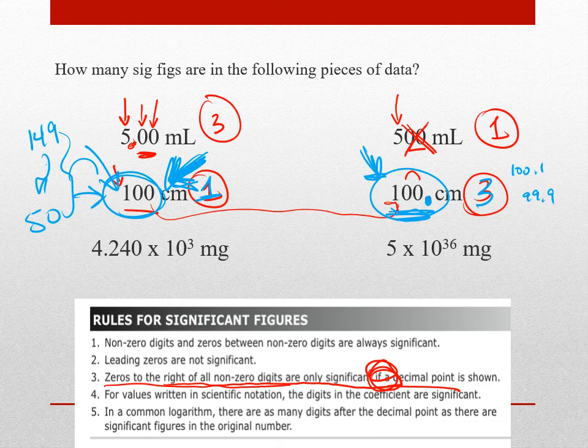All right, let's look at these that are in scientific notation. We're going to count all the digits in the coefficient. Remember, this is our coefficient. 1, 2, 3, 4. 4 sig figs in this piece of data. This piece of data, I've got a 5. It doesn't matter that there's 36 zeros. Only that 5 is going to count. This one only has 1 sig fig.